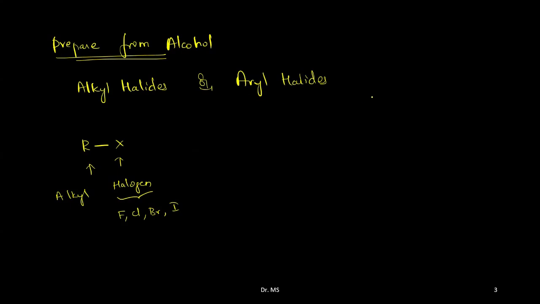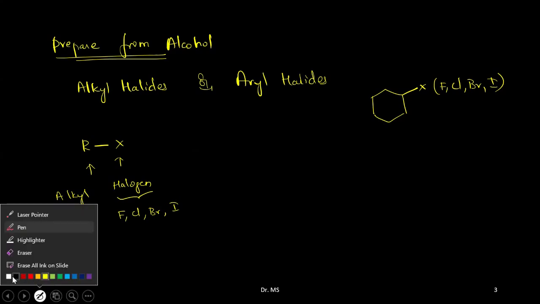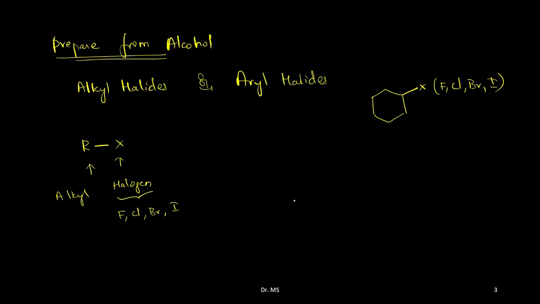Whereas for aryl halides, we are taking the ring, the closed chain, and attaching the halogen group. It can be fluorine or chlorine or bromine or iodine. So this is what we are preparing. We are preparing alkyl halides or aryl halides by using alcohols. But apart from that, we also need certain reagents to do this.